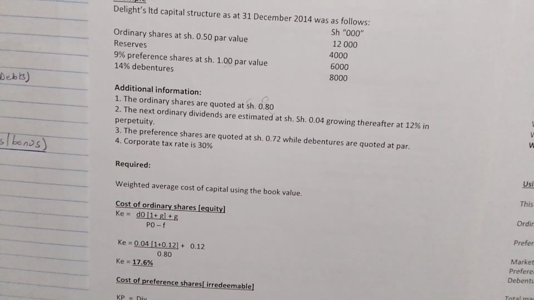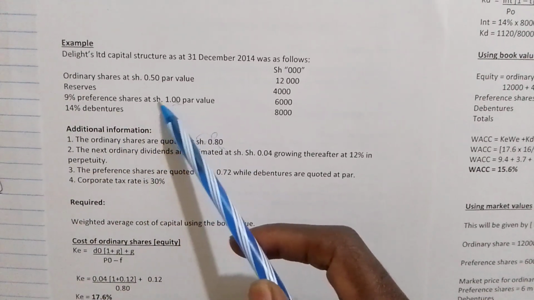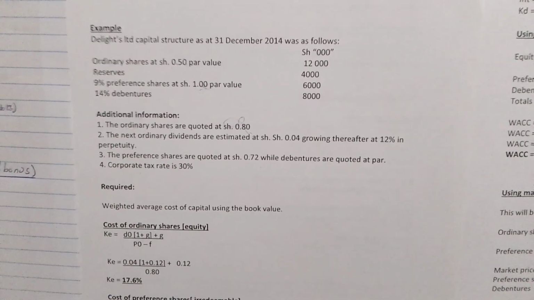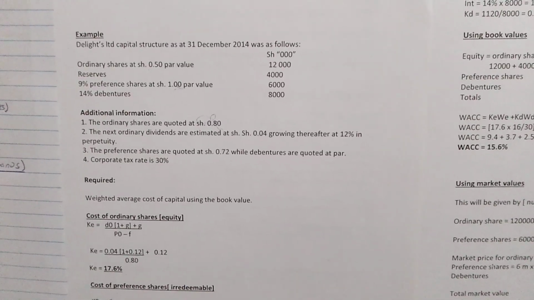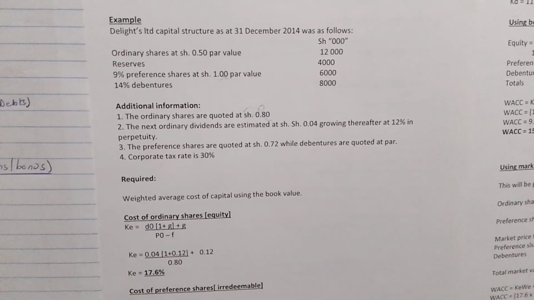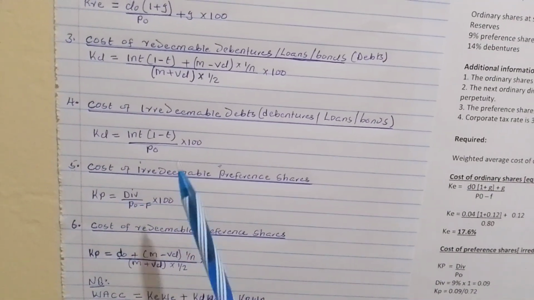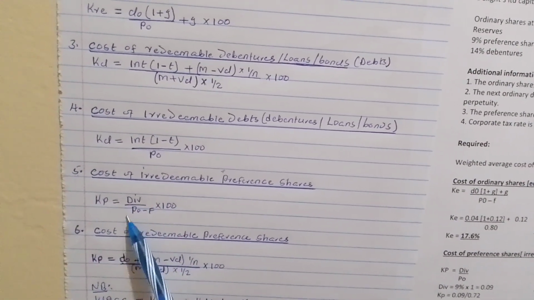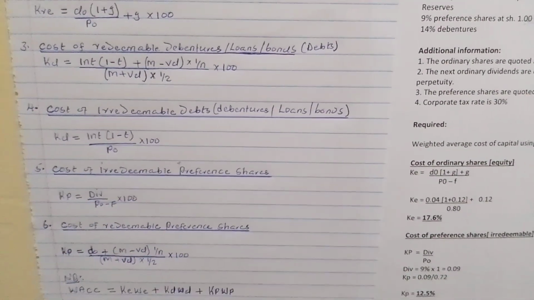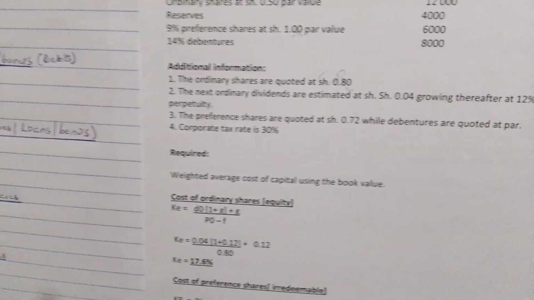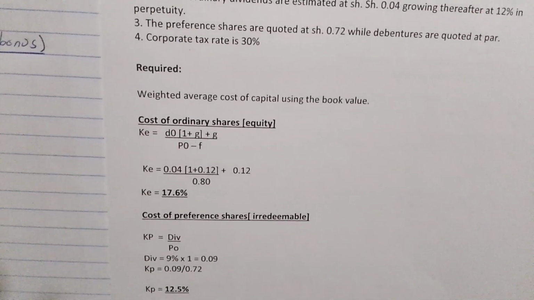Now let me remind you, with the preferred shares, 9% preferred shares at shillings 1 par value. What's the implication there? They are not redeemable. They are irredeemable. So if they are irredeemable, then your formula should be dividends over market rate minus flotation cost minus 100. If you are told that these preferred shares will be purchased back after a certain period, then you could have used the other formula.